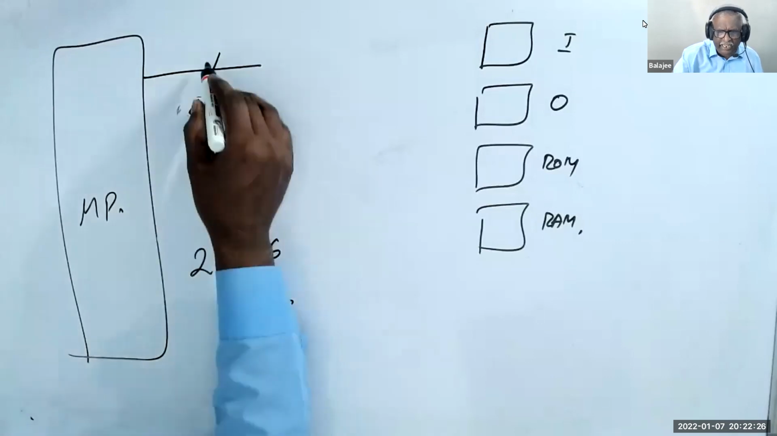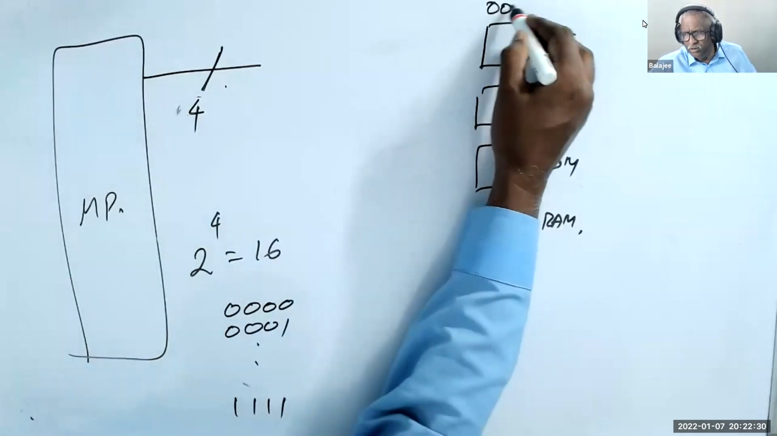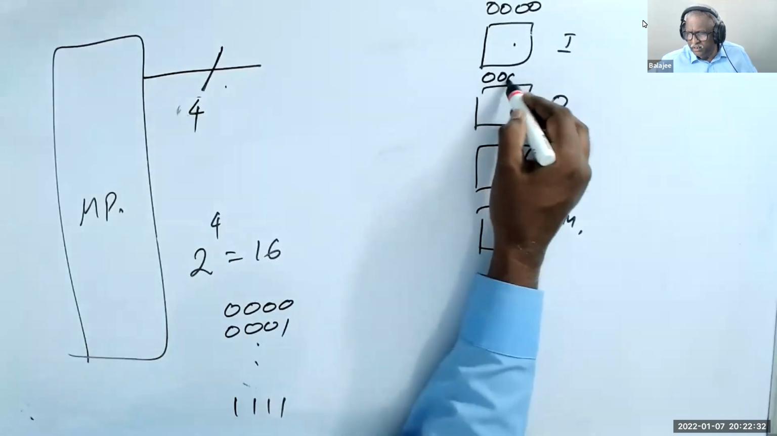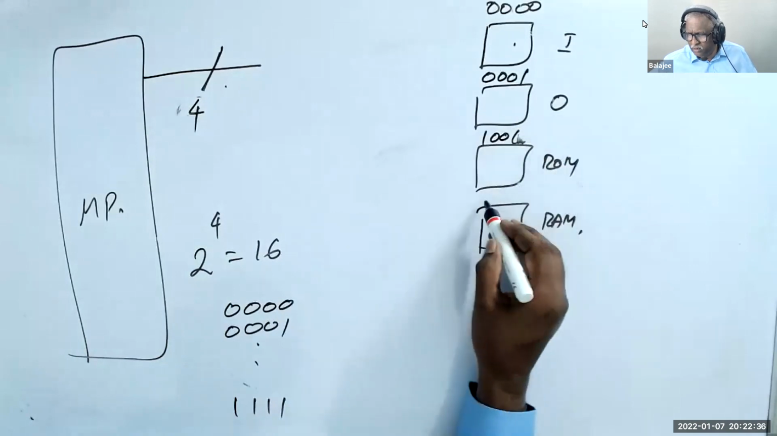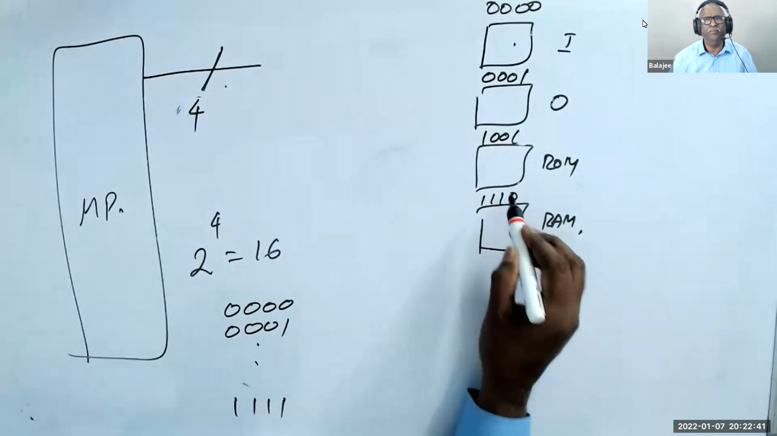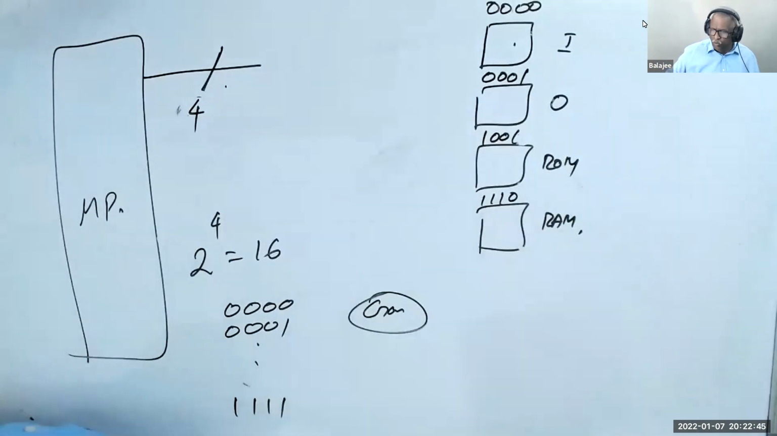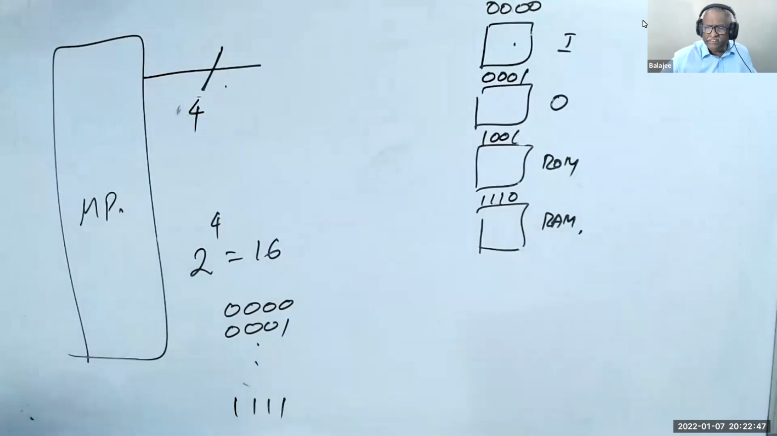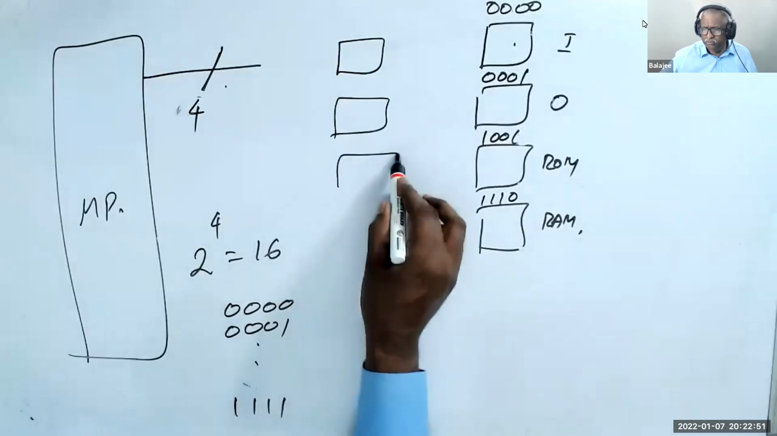Now, let's say this guy's name is 0000. This guy's name is 0001. This guy's name is 1010. Because it is 4-bit, all of them have four bits. So this guy's name is 1110. Like we have a name called Ganesh, here the name is like this. What happened? There is a small block here.